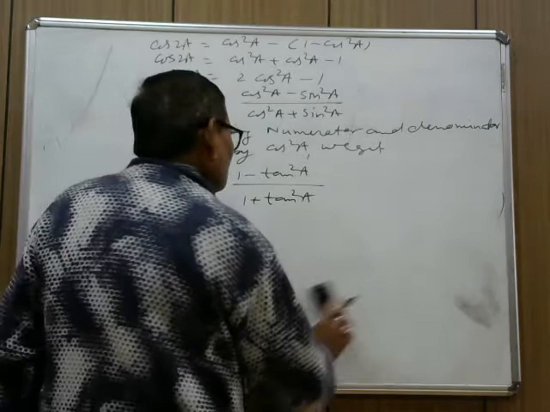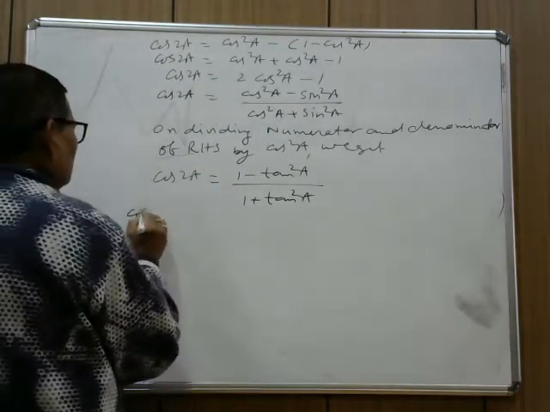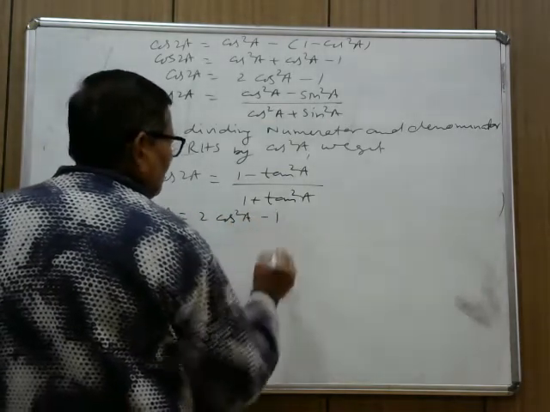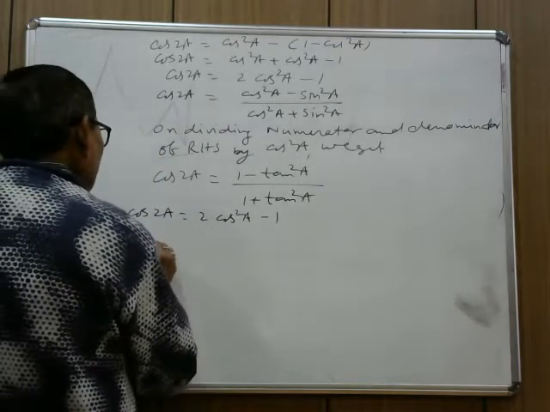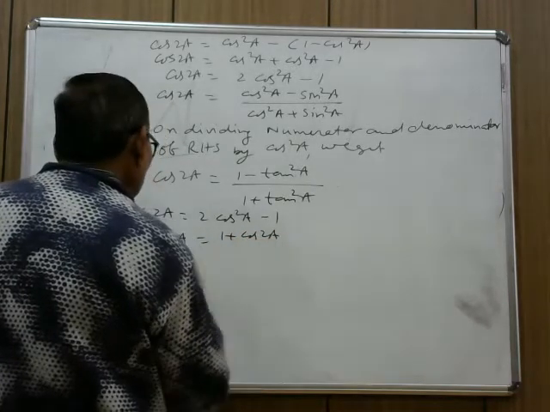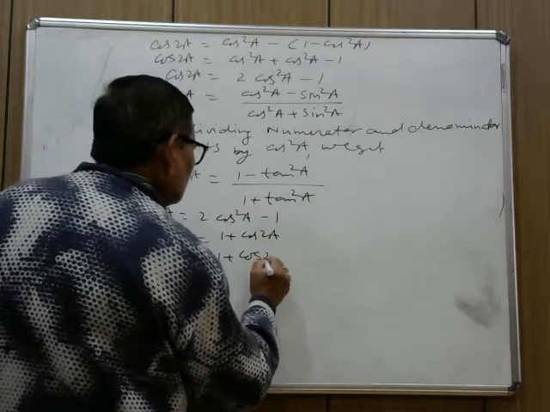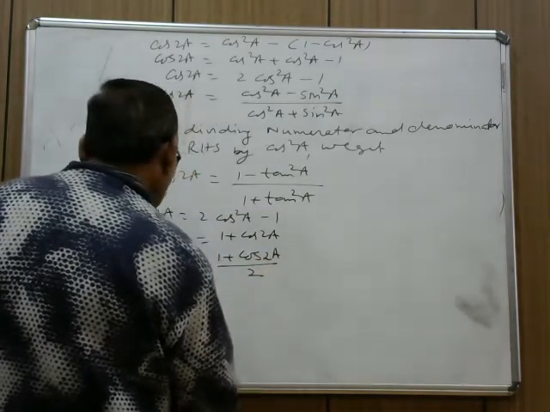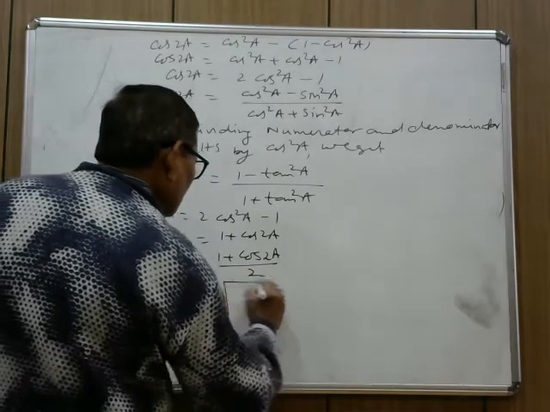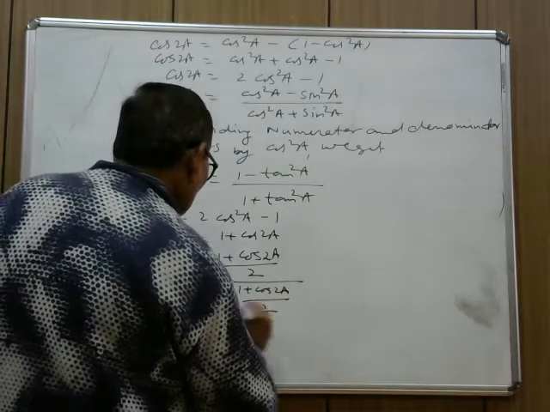Next thing, sum multiple angles. So you have seen cos 2A is equal to 2 cos square A minus 1. So from this you can write 2 cos square A equal to 1 plus cos 2A. Cos square A equals 1 plus cos 2A by 2, and cos A is equal to plus minus under root 1 plus cos 2A by 2.